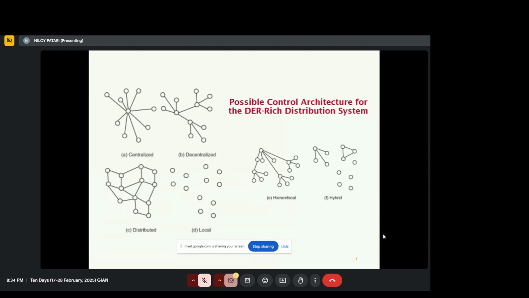And hybrid is a mix of all of these five, right? So it can be local, it can be decentralized, it can have a combination of local and centralized, it can have a combination of distributed and local, and all of that.